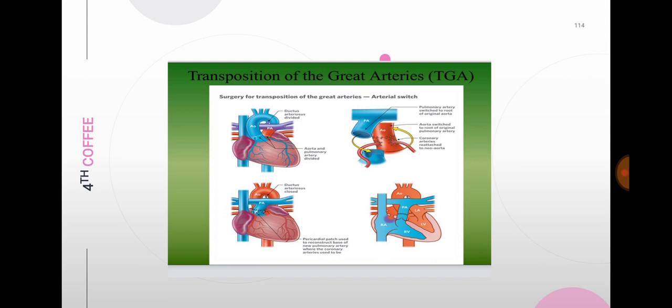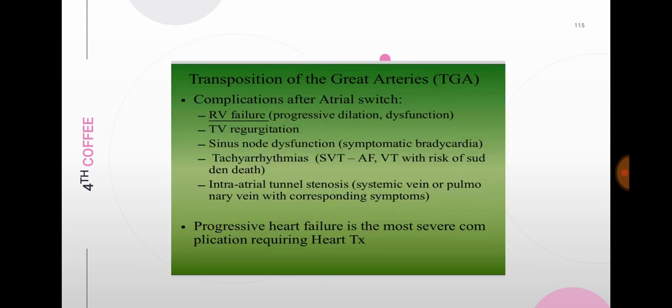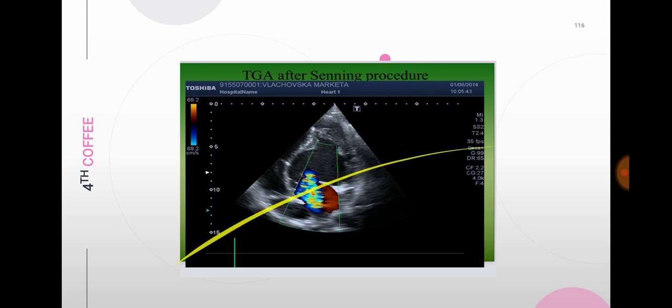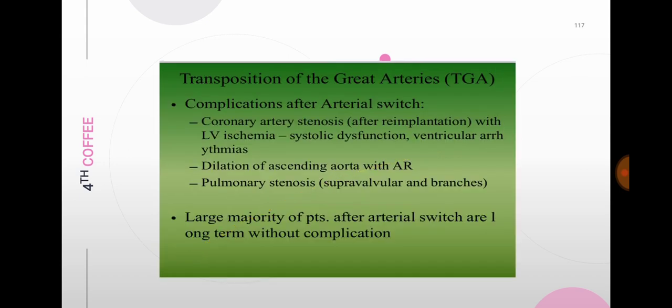There are very many complications. With the atrial switch, you can have right ventricular failure, you can have sinus node problems, tachyarrhythmias. You can have progressive heart failure, which may necessitate a heart transplant. What are the complications of the arterial switch? You can have stenosis of your coronary arteries, and you can have pulmonary stenosis. Okay? But the large majority of our arterial switch patients do not have long-term complications. So it's more preferred than the atrial switch.